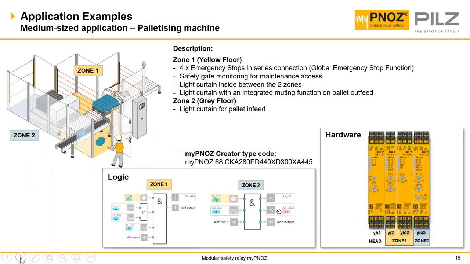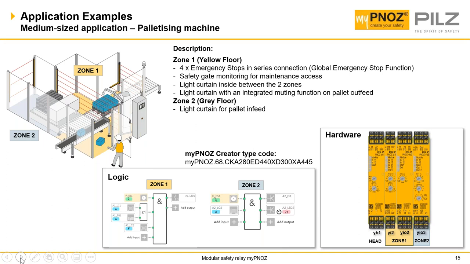This example shows how we can use the stone feature for a medium-sized palletizing machine. In zone 1, which is shown in yellow, we have 4 emergency stops in series, a safety gate for maintenance and manual loading, a light curtain separating zone 1 from zone 2, and a light curtain with an integrated muting function on the outfeed. Zone 2, shown here in gray, has a light curtain for the pallet infeed.